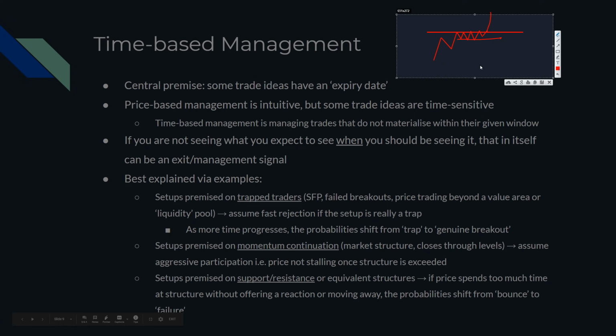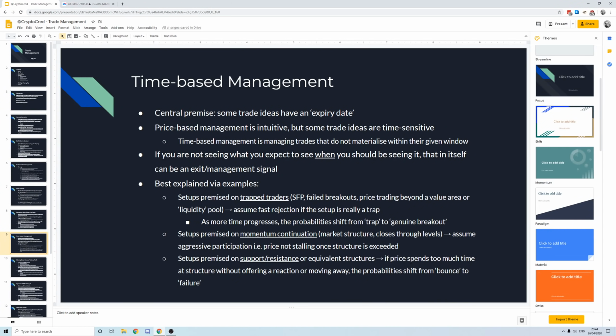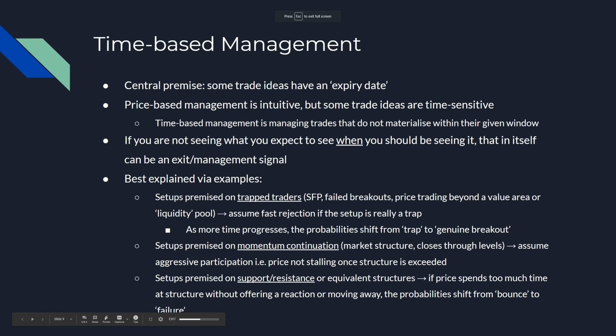So consolidation at resistance, assuming the appropriate time frame, is not bullish and not what you'd expect at resistance typically. Okay, that's what is meant here by if price spends too much time at structure without offering a reaction or moving away. So that's time-based management.